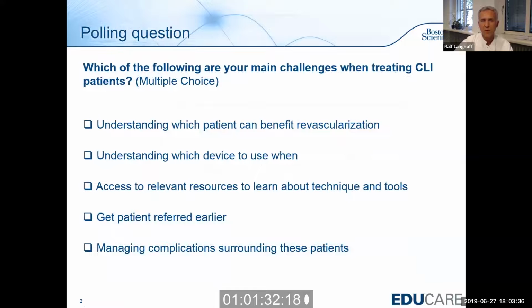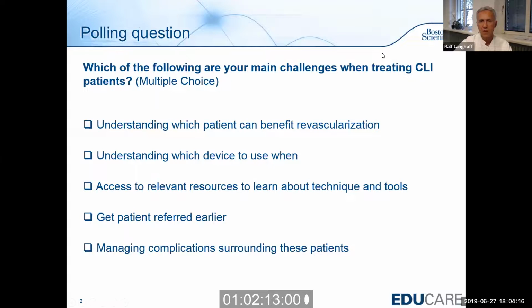Let's start with the polling questions. Meanwhile, as I'm talking, you can already try to poll. Which of the following are your main challenges when treating CLI patients? It's a multiple choice one. Understanding which patient can benefit from revascularization, understanding which device to use when, access to relevant resources to learn about techniques and tools, getting patients referred earlier, and managing complications surrounding these patients. Right now you can vote if you like.